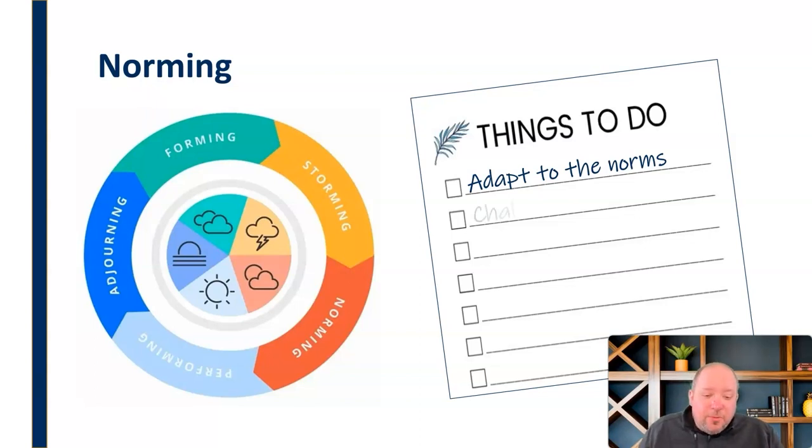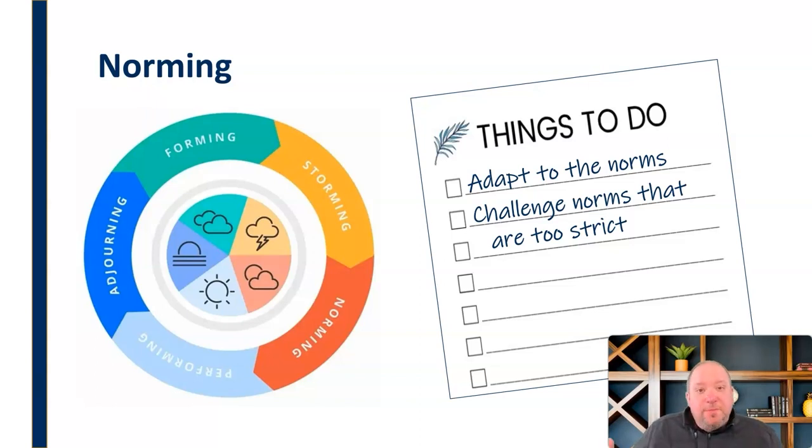Now, at the same time, we do want to be free to challenge norms that are too strict. If something is restricting the creativity, the flow, or the efficiency of the group, we need to be able to push back on those things a little bit, and not only adapt to the norms, but adapt the norms as our group grows and as our needs grow. So we need to challenge norms that are too strict.